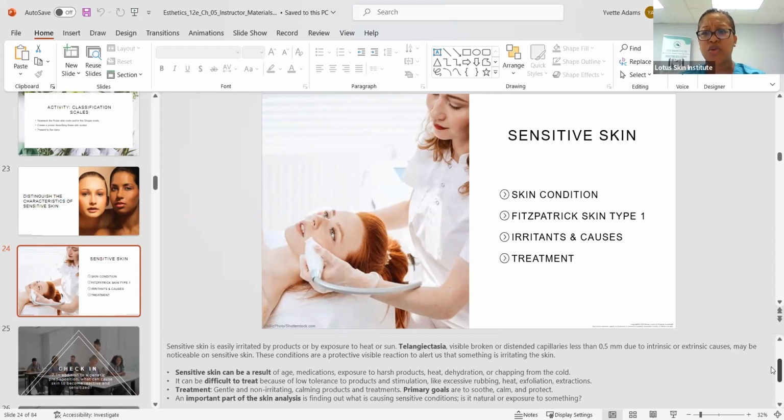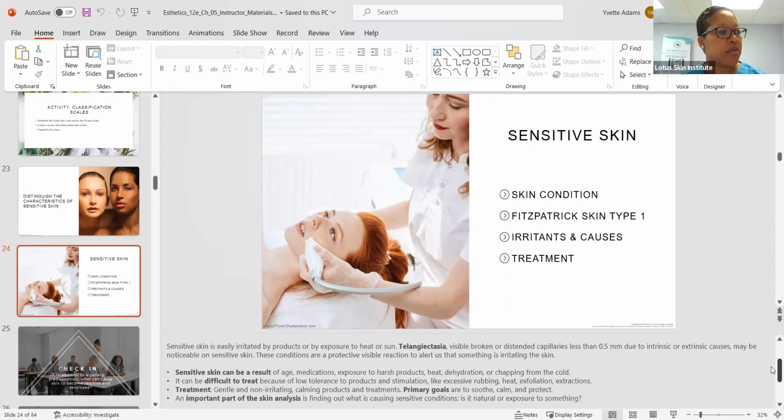What are things that we can use when you think of soothing, calming, and protecting irritated, sensitive skin? What are some of the things that may come to mind in terms of treatment? I started to think about keeping it moisturized with emollients and just trying to keep that barrier protected. Okay.